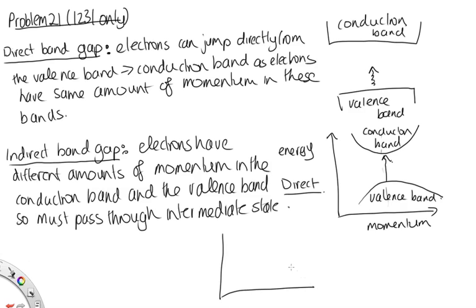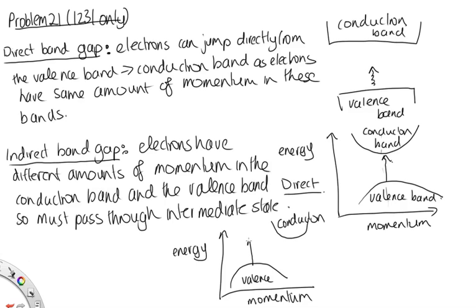So what we have in this case is, here's our energy, here's our momentum. Here's our valence band, here's our conduction band. So it absorbs a photon, which increases the electron's energy by the right amount. But then it releases a phonon, which transfers some of the momentum to the crystal lattice, and that allows it to get to the conduction band.